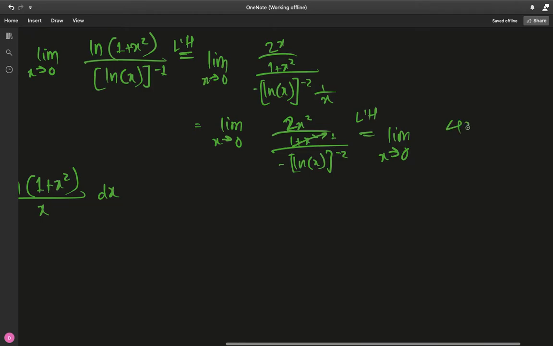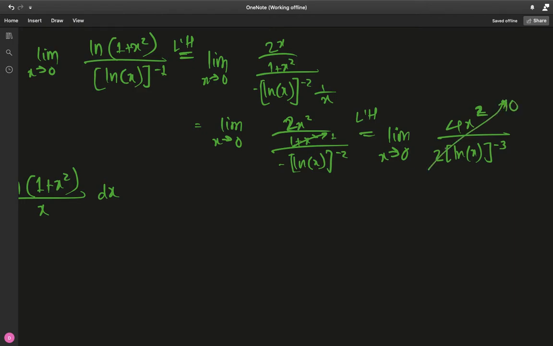So we have 4x divided by 2 times natural log of x to the negative third power, and a 1 over x will get an x squared on top. So this process will go on, but the thing is the natural log grows way slower than a polynomial term. So in all, this will go to 0.